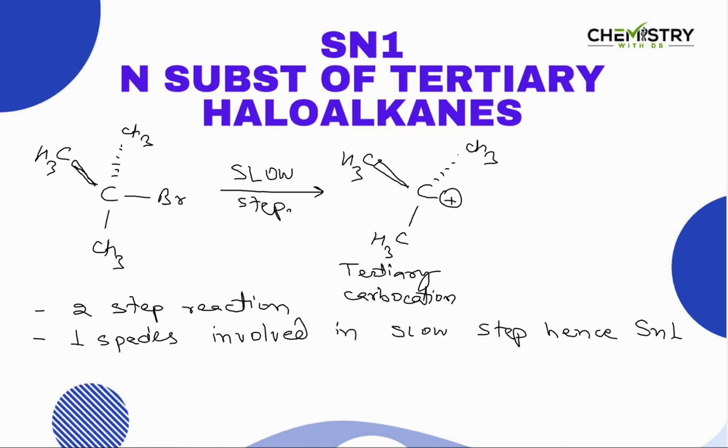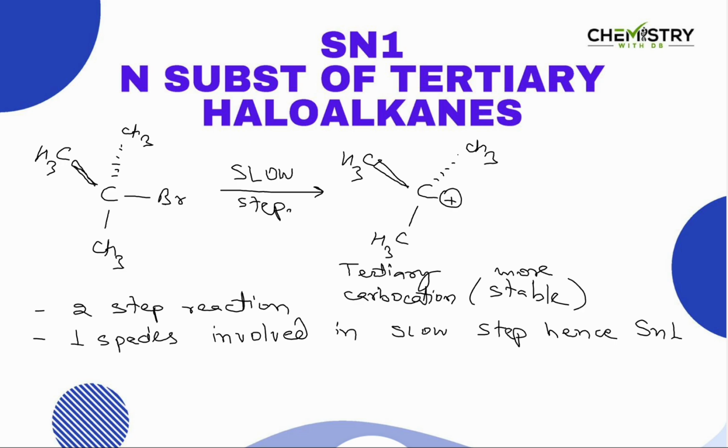Now let's see what happens in case of tertiary halogenoalkanes. So let's say you have 2-bromo-2-methylpropane, that haloalkane, which is tertiary. Then in the first slow rate determining step, what happens is, because you have already known that the tertiary carbocation forms, and tertiary carbocations are much more stable than the primary carbocation which forms in case of the earlier SN2.